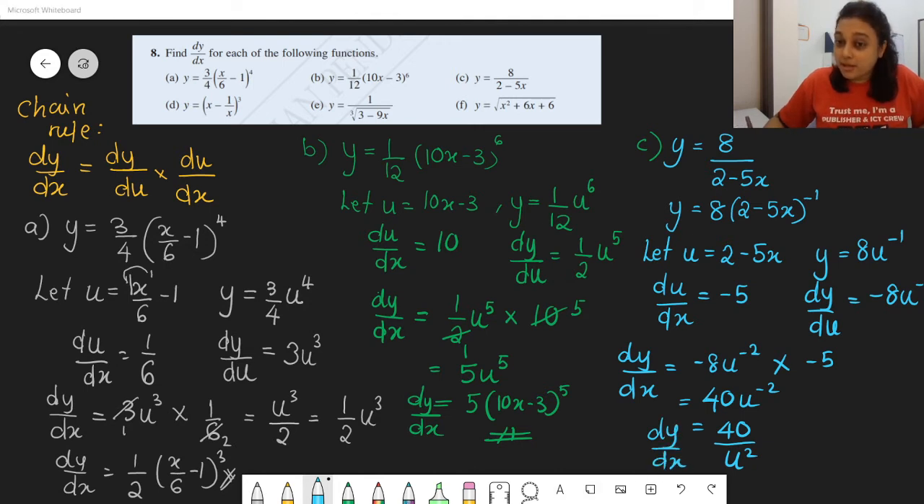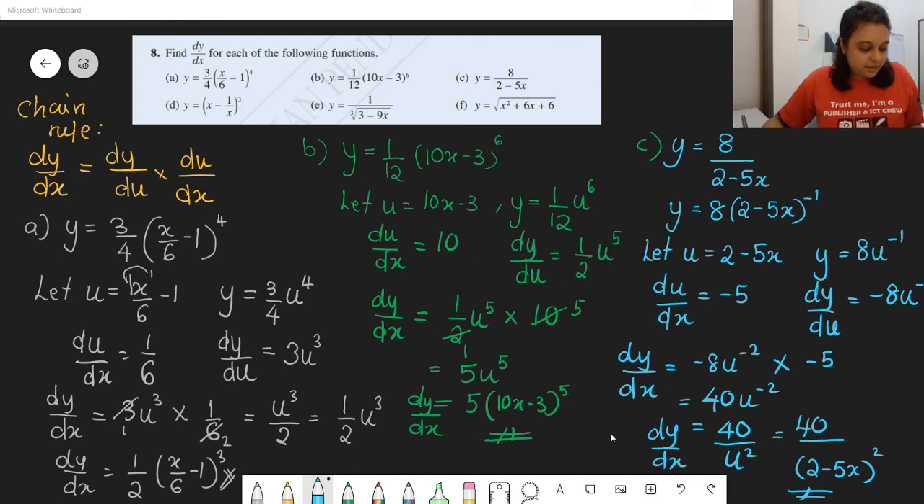But remember, don't leave it in u form. You have to substitute back what your u is. So write 40 over (2 minus 5x) to the power of 2. So this is how your answer should be. This one is C: 40 over (2 minus 5x) squared. Okay, correct. Now we go to D.